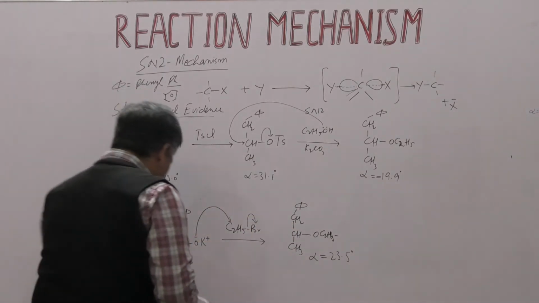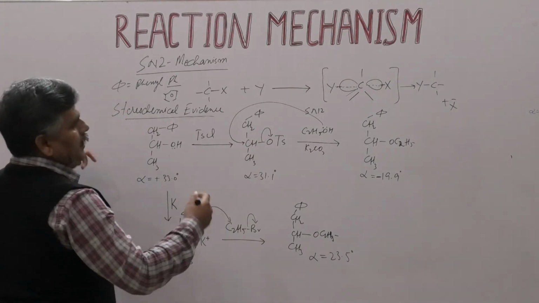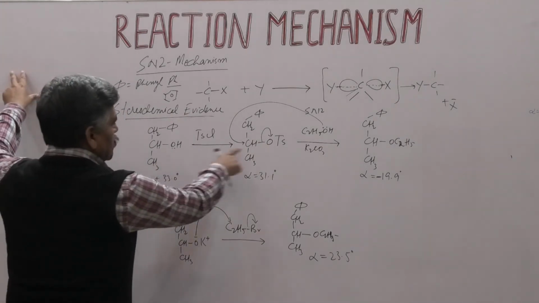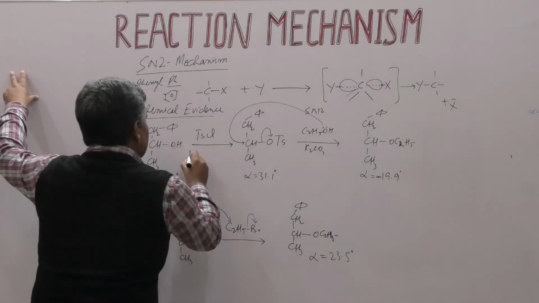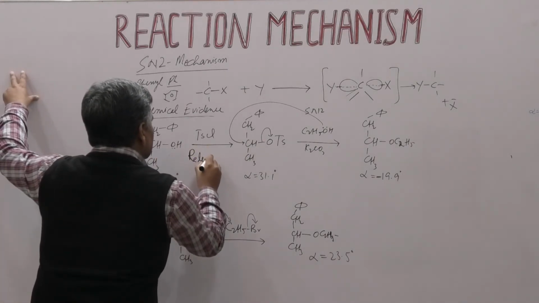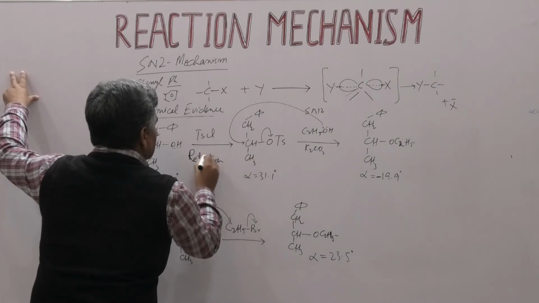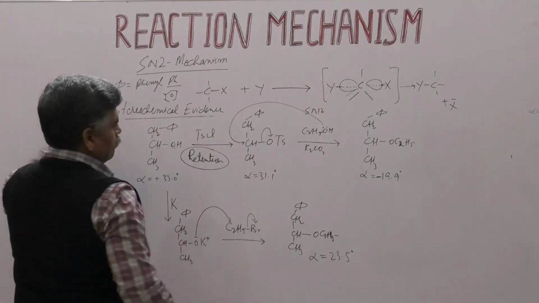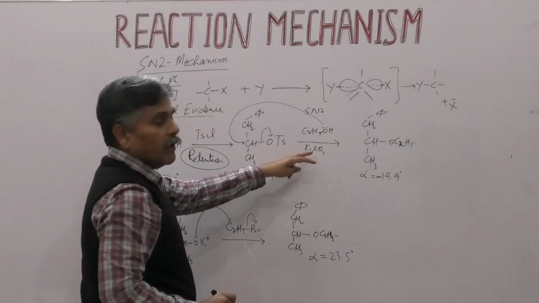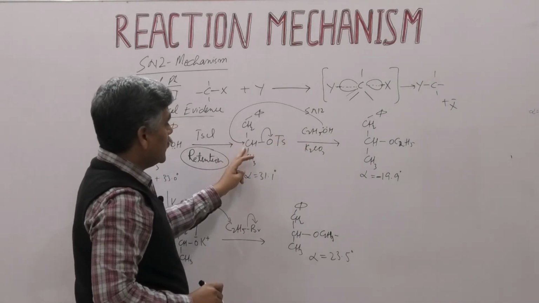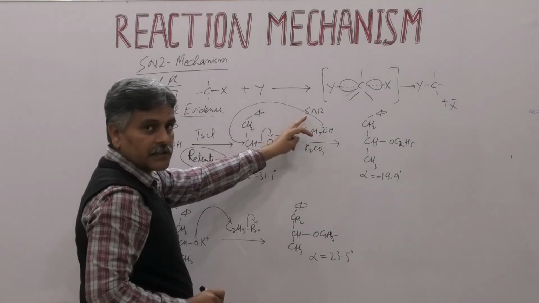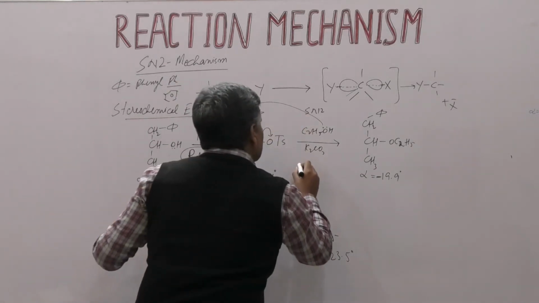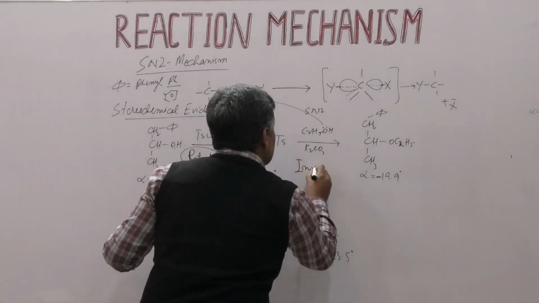If I write here the retention or the inversion of configuration, this reaction does not involve the reaction at the chiral carbon, so that's why here we have retention of configuration. This step involves the nucleophilic substitution at the chiral carbon, and this attacking nucleophile attacks from the opposite side, and it involves the Sn2 mechanism. Then it involves inversion.